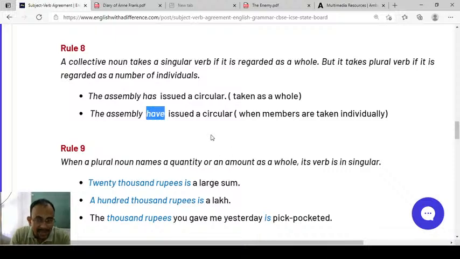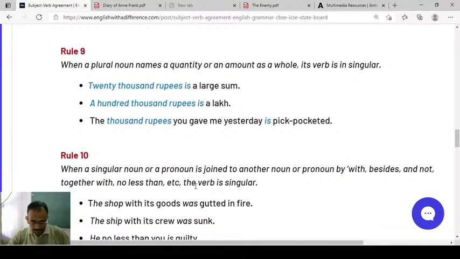Because there are many members of an assembly. The assembly can have 2 members, 3 members, 4 members. That is why, whenever they are taken individually, they are followed by a plural verb. Whenever they are taken as a whole, they are considered singular and take a singular verb. Okay, very good.